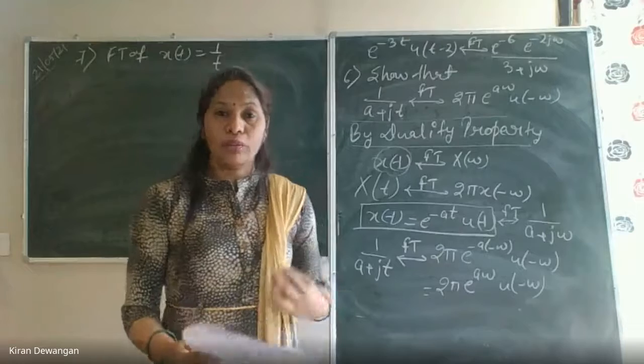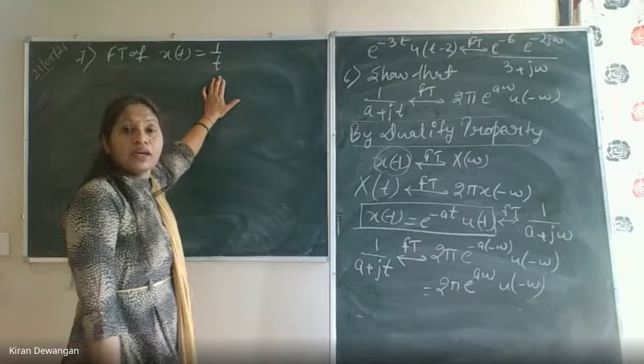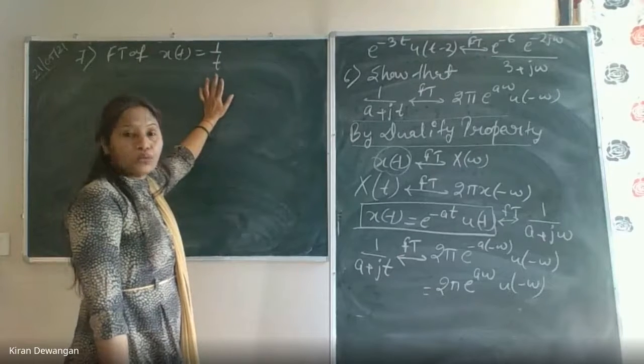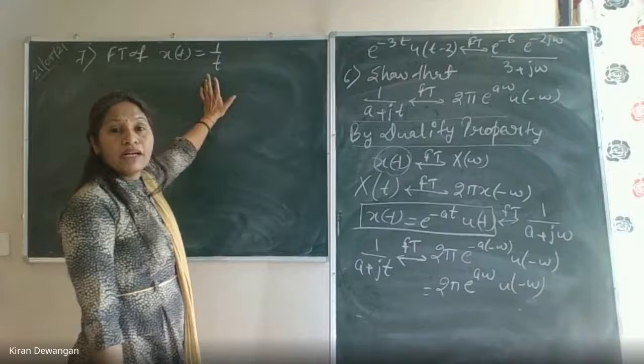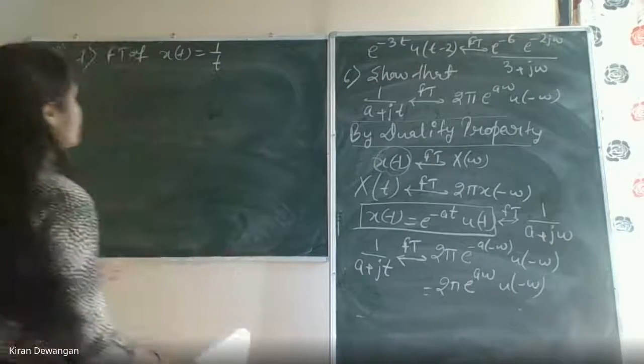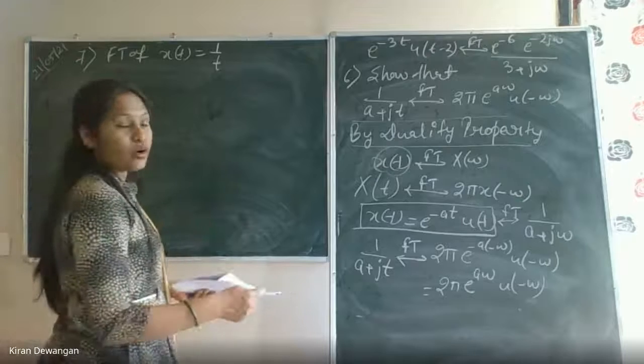Now how can we obtain the Fourier transform of 1 by t? If we write the formula for 1 by t, it becomes the integration from minus infinity to infinity of 1 by t into e to the power minus j omega t dt. There a multiplication by functions will come in, so that will again become a little complicated.